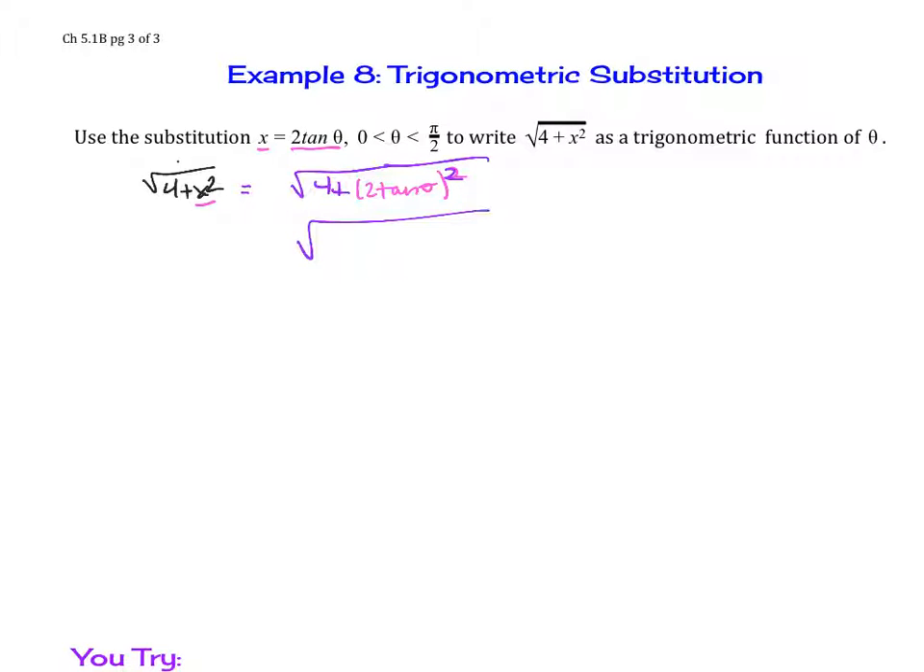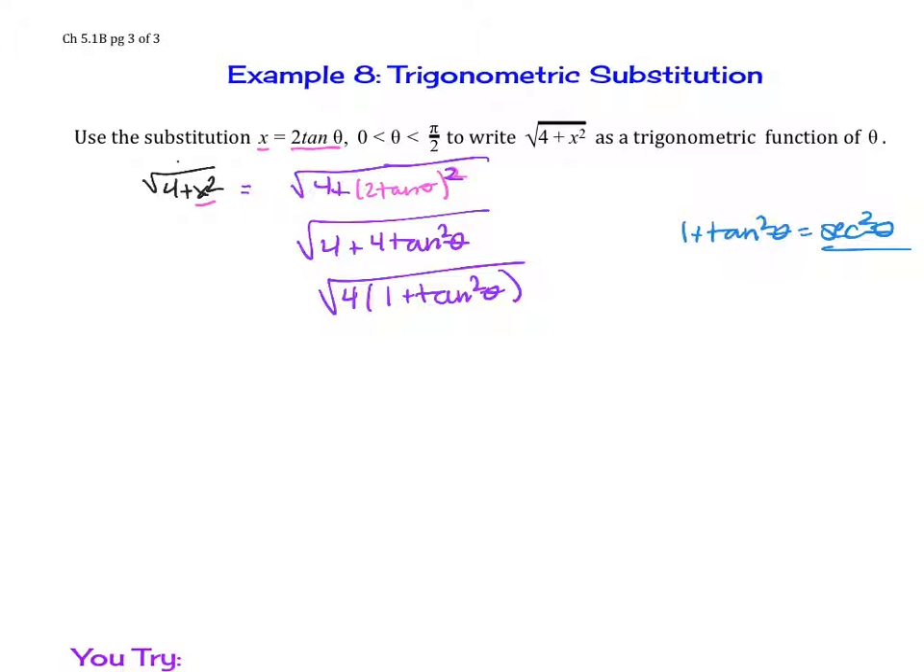And so let's simplify that. This is 4 plus 4 tangent squared of theta. So this is square root of, let's factor out the 4, 1 plus tangent squared of theta. Now thinking about our trig identities, 1 plus tangent squared of theta equals secant squared of theta. So we're going to substitute that inside. So square root of 4 times secant squared of theta. Now when we take the square root, the answer is 2 secant of theta.